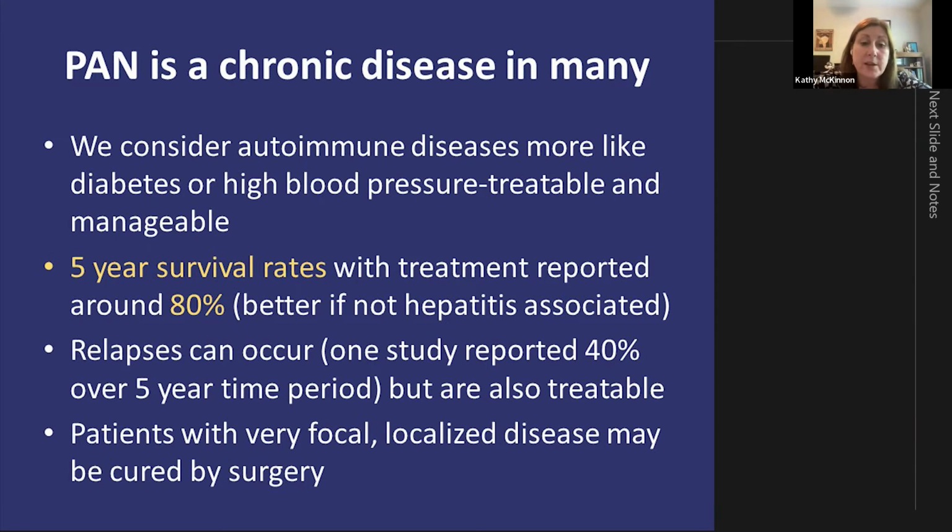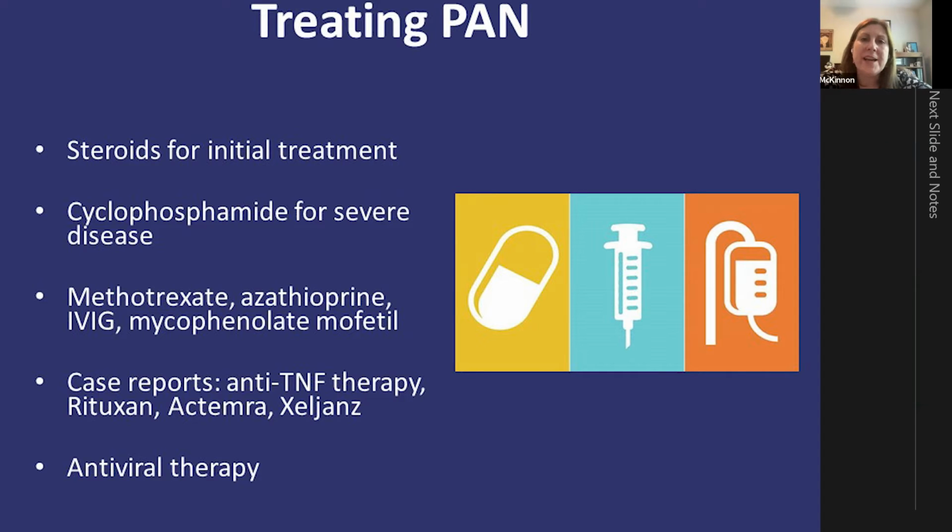We know that relapses can occur with vasculitis in general, and this disease is no exception. Almost half of patients will relapse over a 5-year time period. Oftentimes, this is much more prevalent if there's no treatment. Maintenance therapy oftentimes can help cut down the risk of relapses. And patients who have very localized disease sometimes can be cured by surgery. Typically, those patients don't make it to my clinic, but end up seeing a surgeon or someone else along the way. So people in the rheumatology clinic tend to have a more chronic form of PAN in general. So treating PAN is art more than a science.